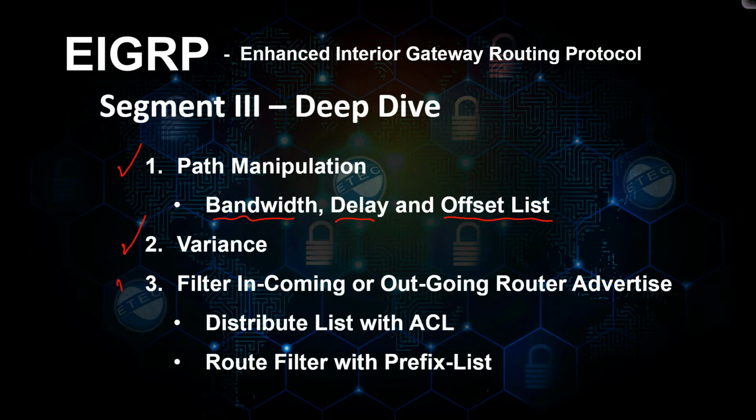And our last objective is to filter incoming or outgoing route advertisements. We'll demonstrate how to filter incoming or outgoing route advertisements with the use of distribute list and route filter. Prior to diving into these lab objectives, let's quickly review the lab topology.